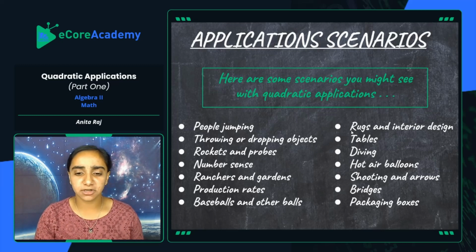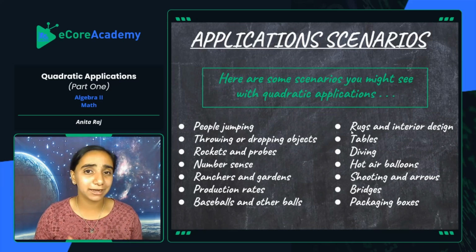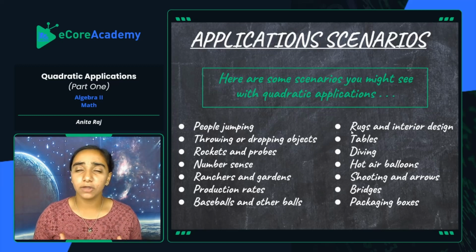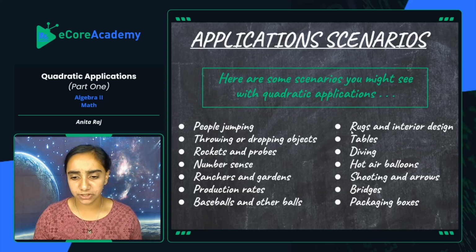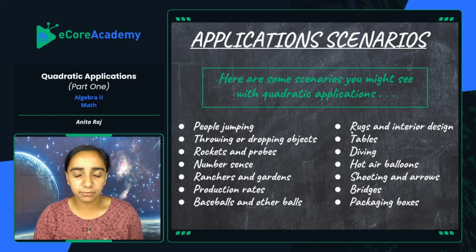Next, you have baseballs and other balls. What this just means is throwing a ball, hitting a ball. If you play cricket or baseball, when you hit the ball, if you hit it pretty high, it can form a parabolic shape. Any balls, if you're kicking a soccer ball, if you kick a pretty high ball, if your goalie punts a ball, it forms a parabola. So that's what I'm talking about there.